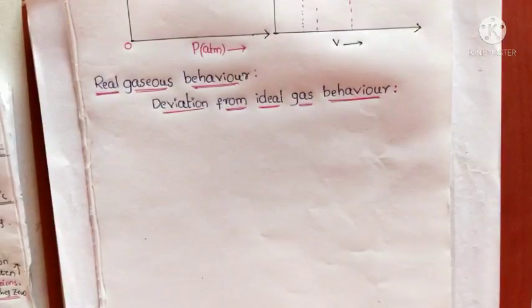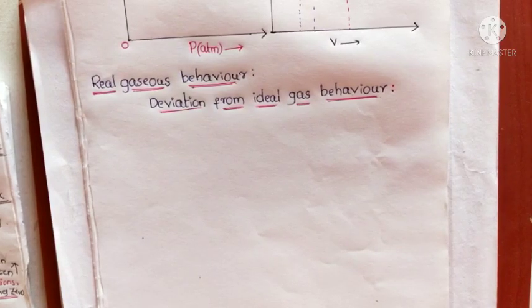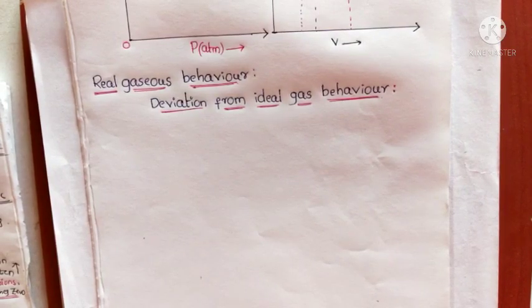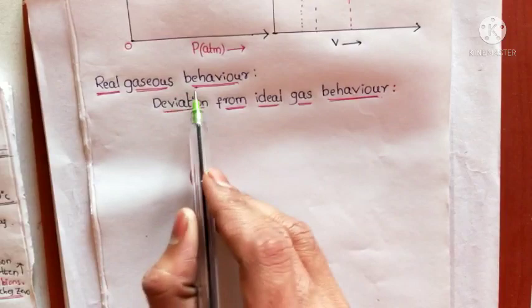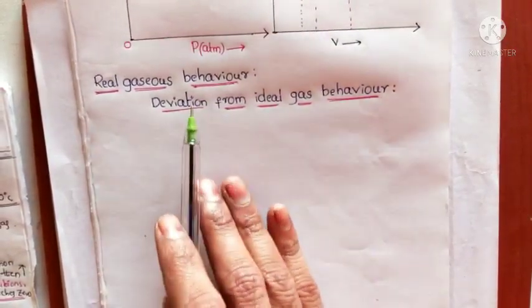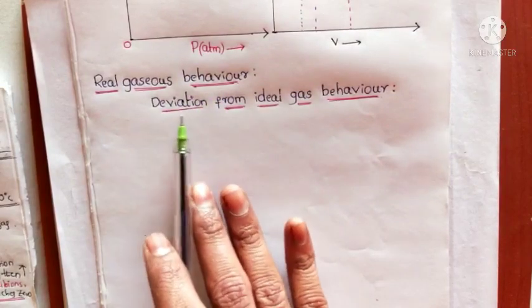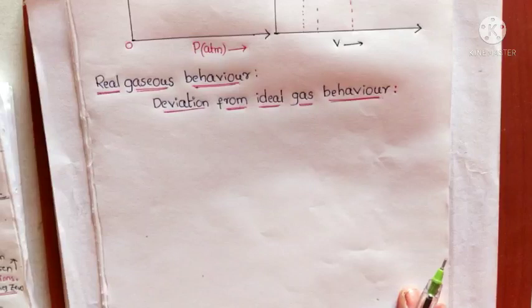Good morning, students. In the previous class we learnt kinetic molecular theory and the deduction of the gas laws from kinetic molecular theory. So kinetic molecular theory can explain the behavior of gases theoretically. Now we will discuss real gas behavior, and how real gases can deviate from ideal gas behavior. So today's class we will discuss this.